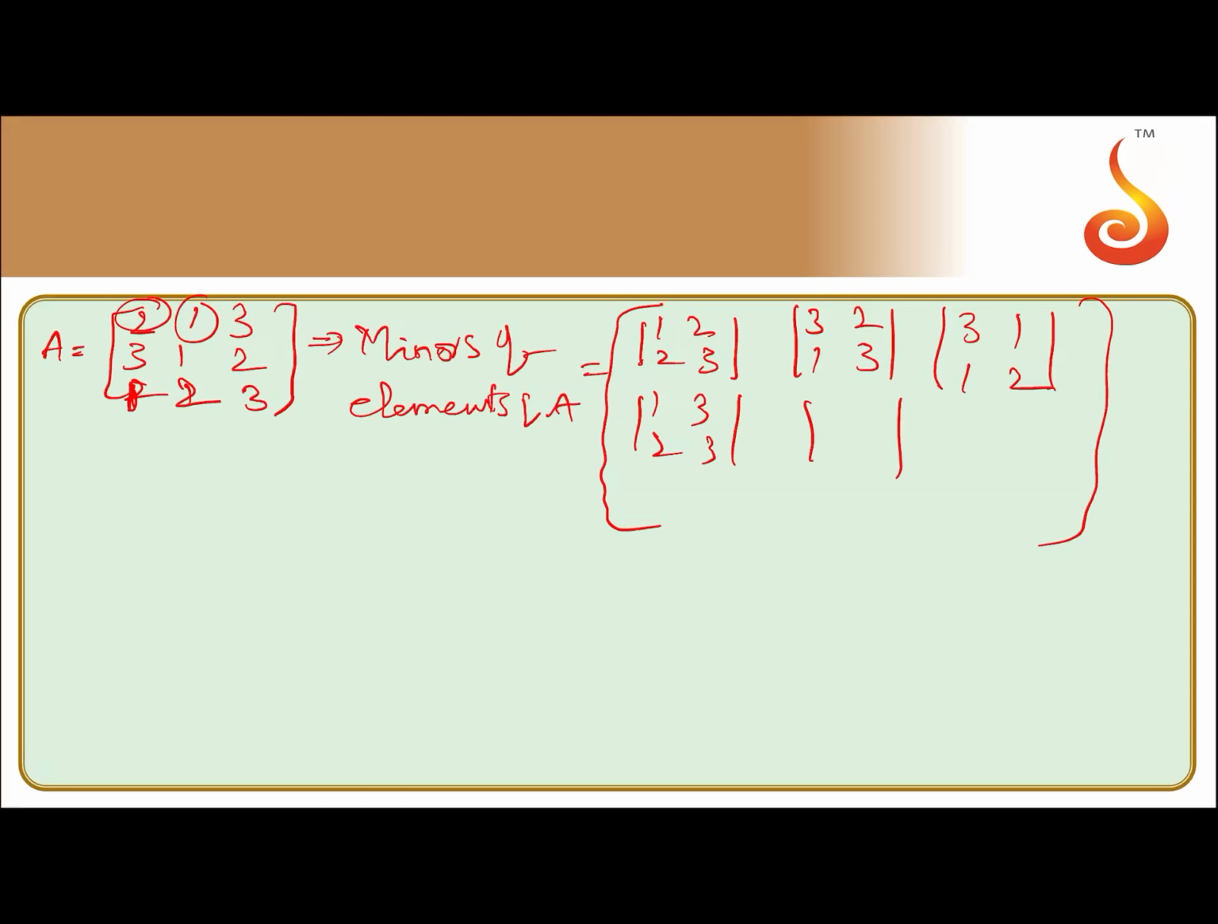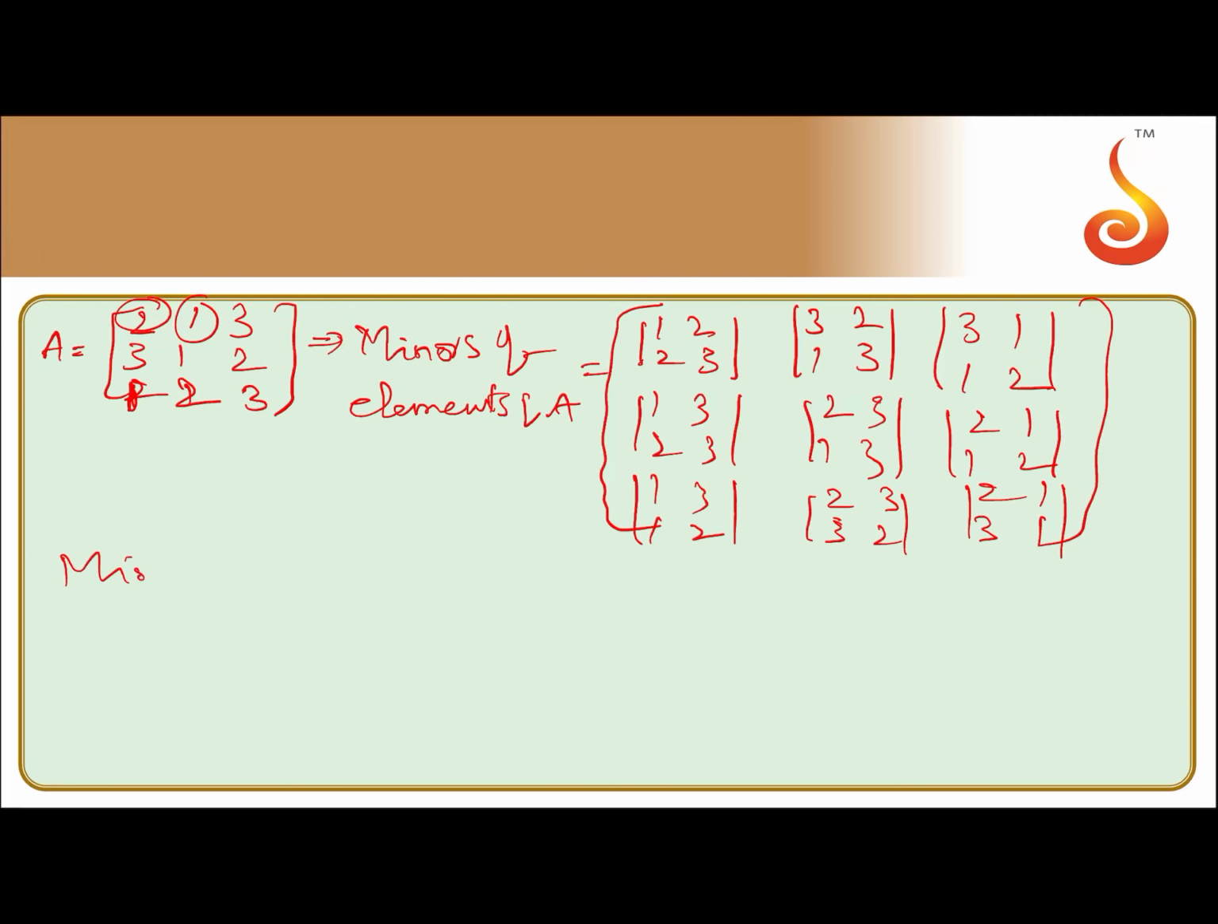Minor of the middle element: [2, 3; 1, 3]. Minor of 2, which is [2, 1; 1, 2]. And the minor of 1: [1, 3; 1, 2]. Minor of 2: [2, 3; 3, 2]. And the minor of 3, which is [2, 1; 3, 1].